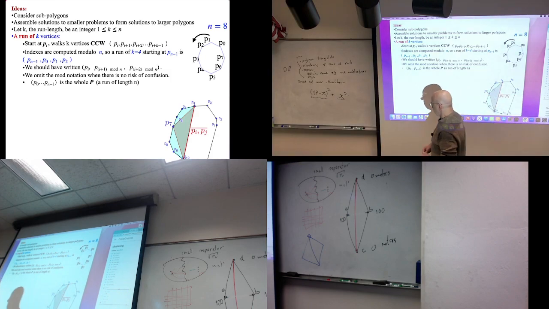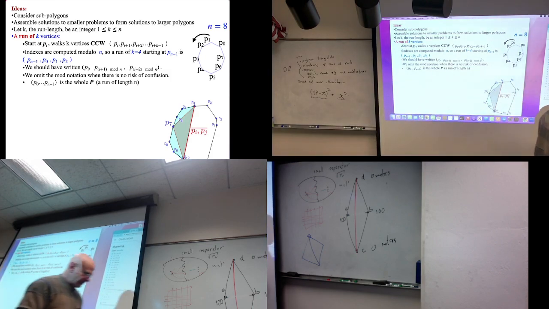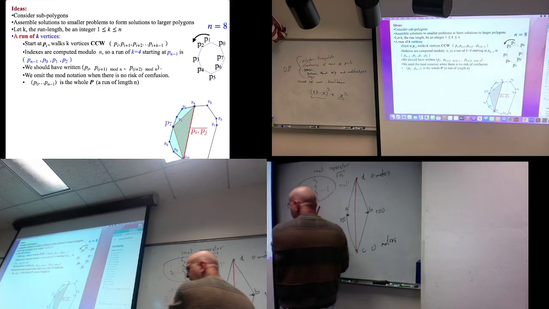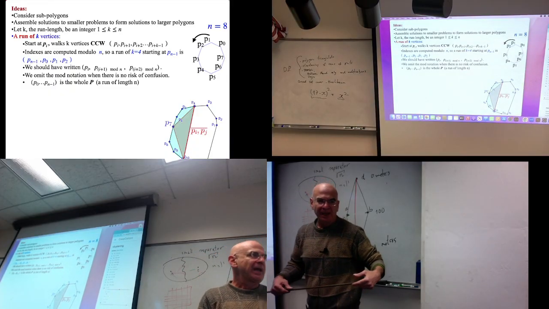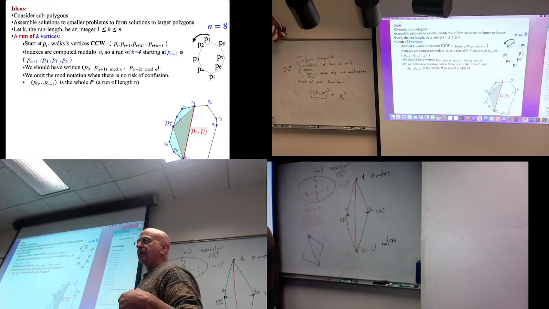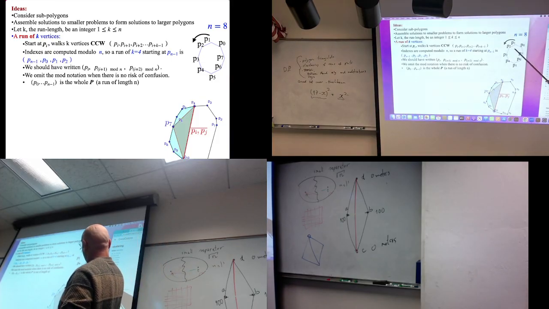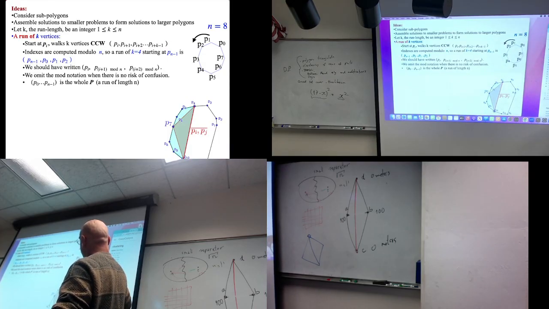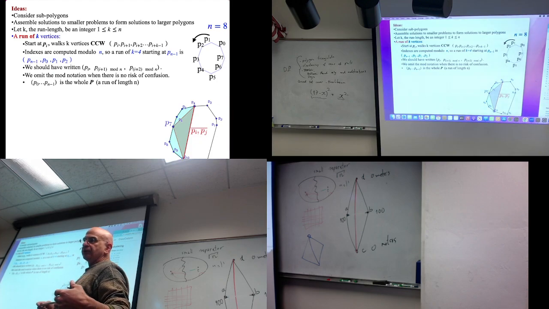Notation is a bit confusing. When we used polygonal paths, I counted from 1 to n. Now I'll count from 0 to n minus 1. So the vertices of the polygon will be P0, P1, dot, dot, dot, all the way to P7. That's a polygon with 8 vertices. And I am going to speak a lot about runs of vertices, like a run of 2 vertices, of 3 vertices, of 4 vertices.